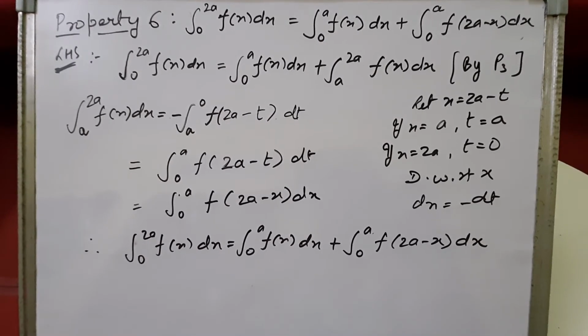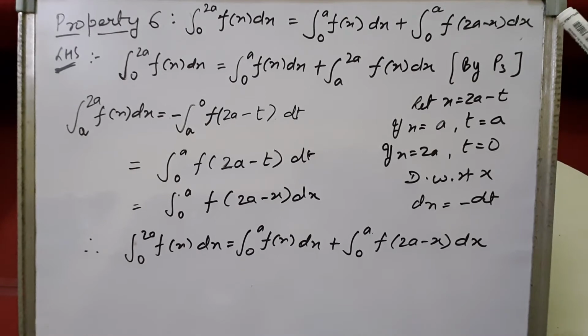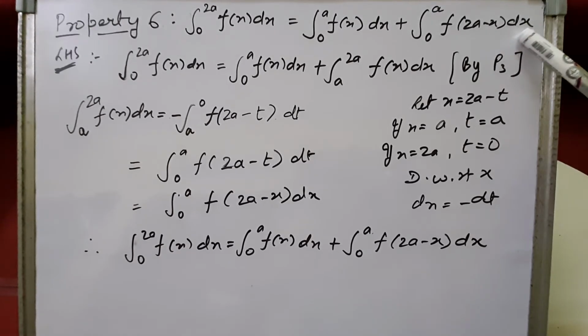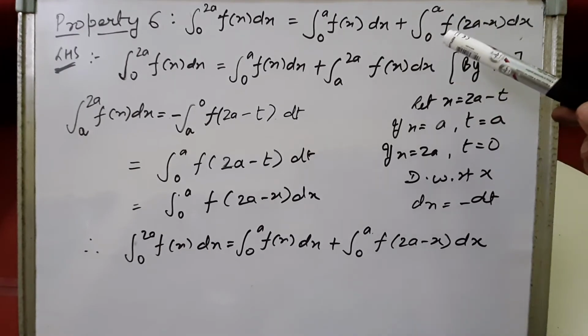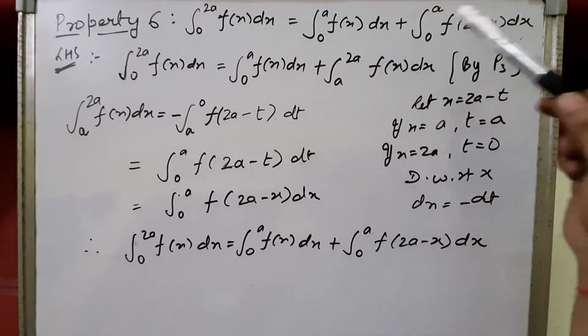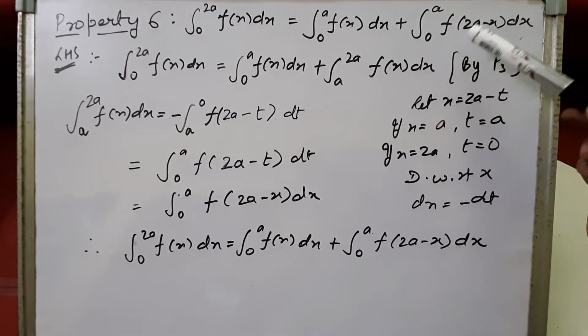Okay children, let's discuss the next property. In this property, it is given that integral 0 to 2a of f(x) dx equals integral 0 to a of f(x) dx plus integral 0 to a of f(2a minus x) dx. That means if it is written as integral 0 to 2a of f(x) dx, then we can represent this in terms of two integrations, 0 to a f(x) dx plus 0 to a f(2a minus x) dx.